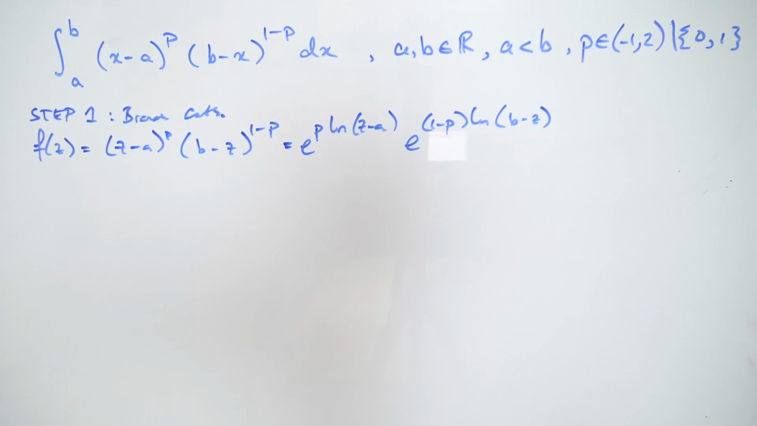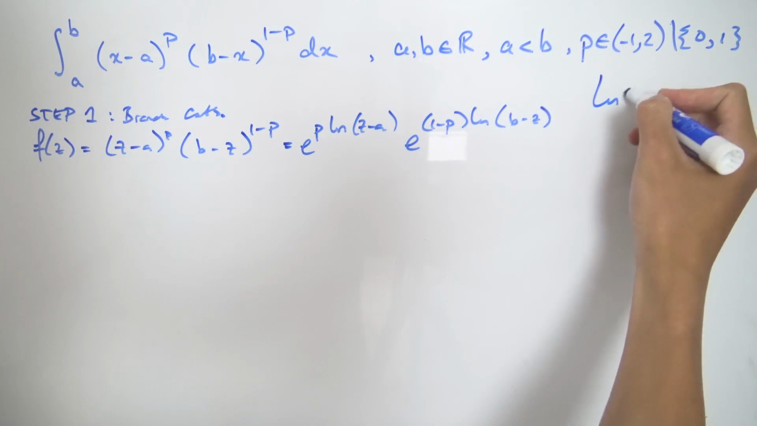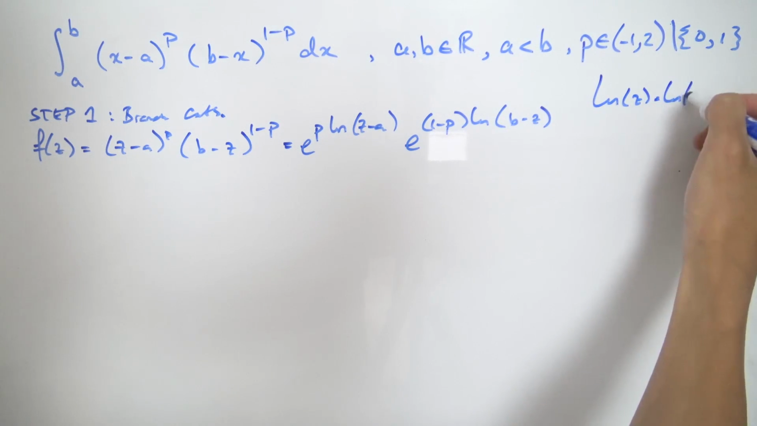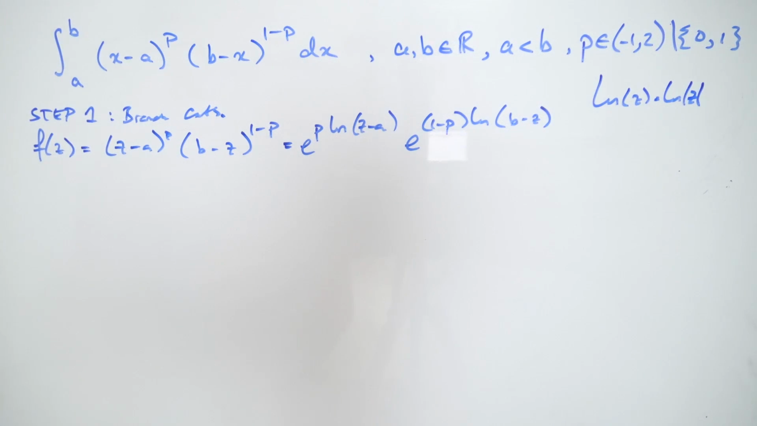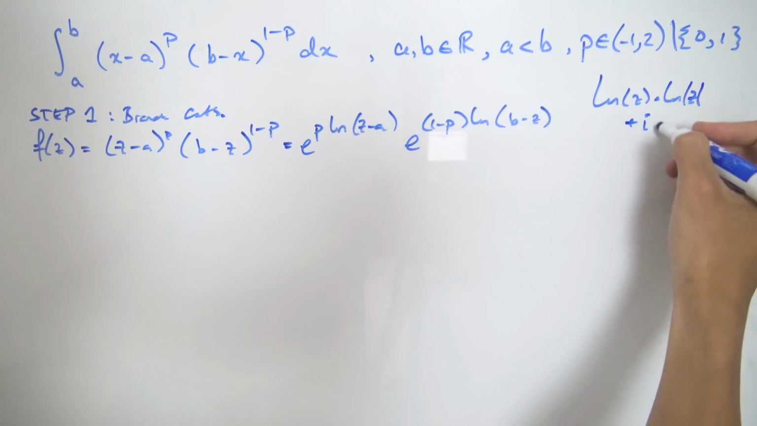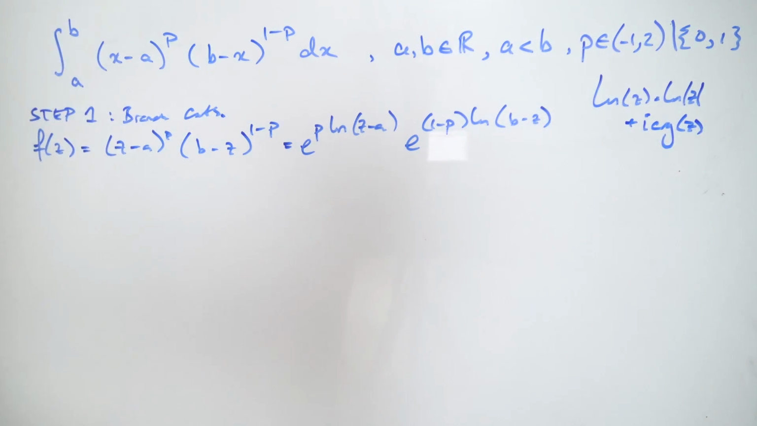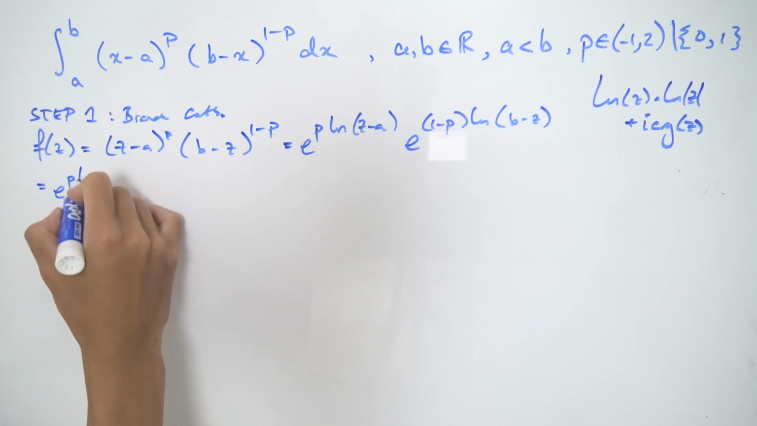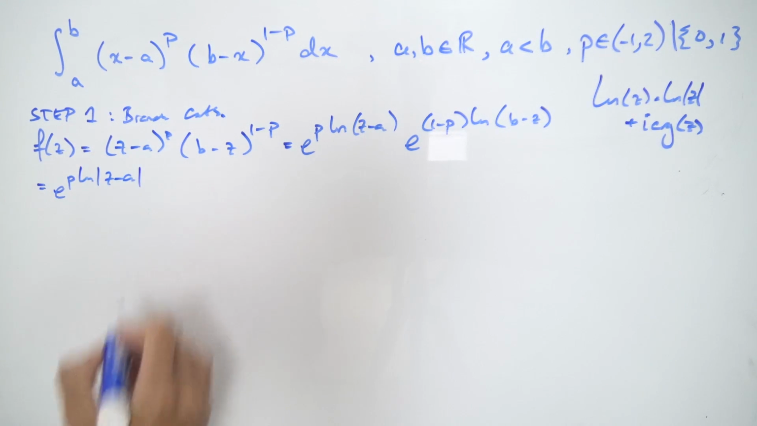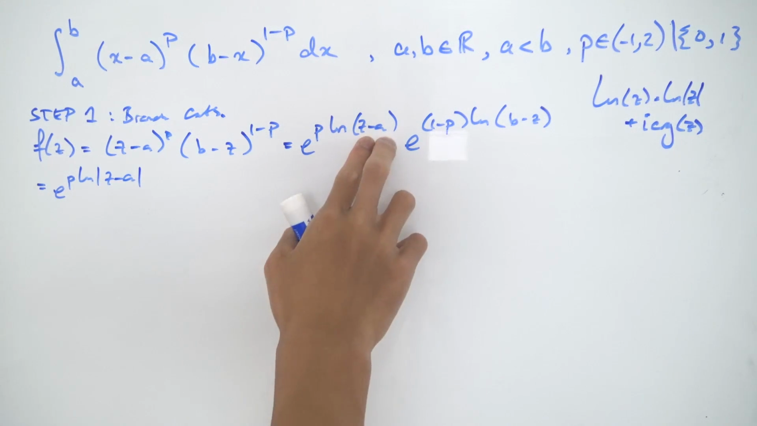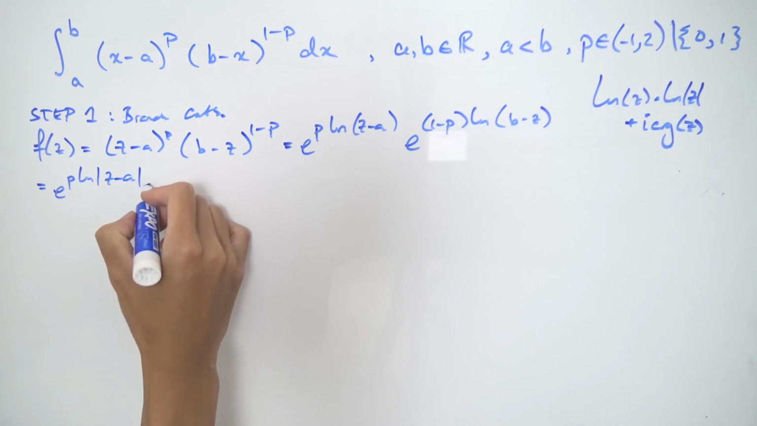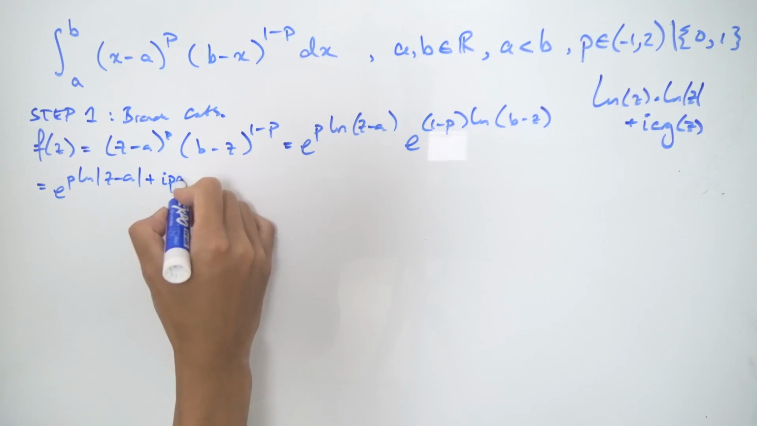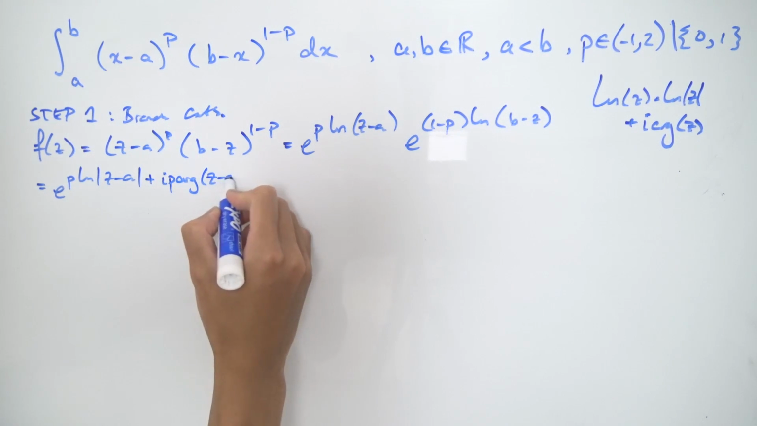Alright, and now what I want to do is expand out each of these natural logs, because whenever we have the natural log of a complex number, it's equal to the natural log of the absolute value of the complex number, so that's the real part. And then you also add on i times the argument of that complex number for some chosen branch of the argument function. So let's do that. Now we're going to get e to the p times the natural log of the absolute value of z minus a. And then because we're distributing this p into everything, let's add i times p times the argument of z minus a.